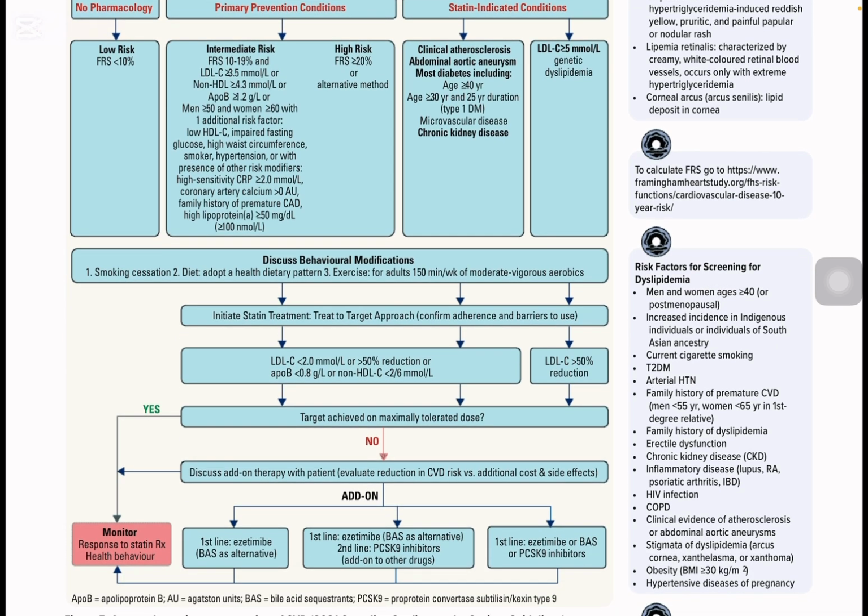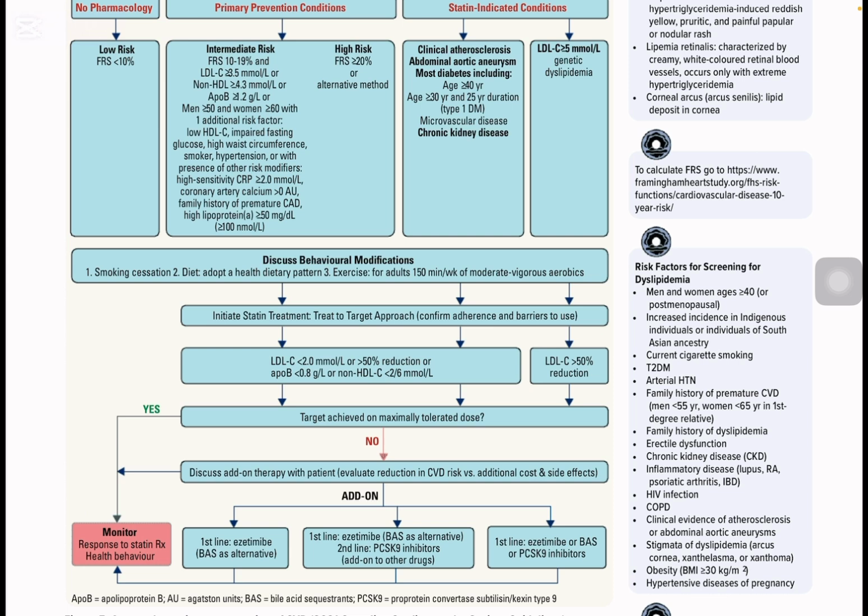Now, initiate statin therapy, treat to target approach, confirm adherence and barriers to use. Then LDL should go less than 2 millimole per liter or more than 50% reduction. If LDL has more than 50% reduction, target achieved or maximally tolerated dose. So what you need to do is, let's say the patient needs statin now and you have prescribed it, you have discussed the behavioral modification, along with that you have also given a prescription.